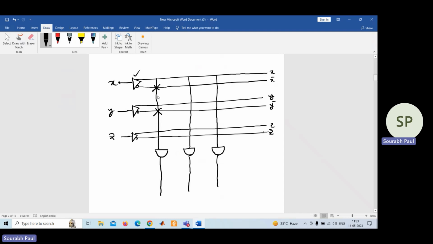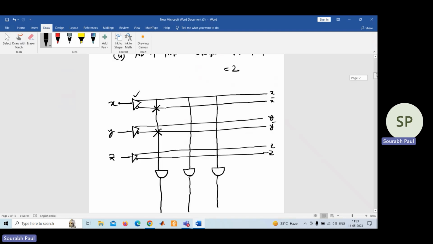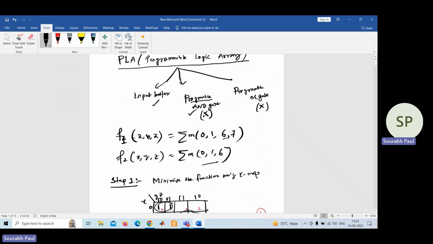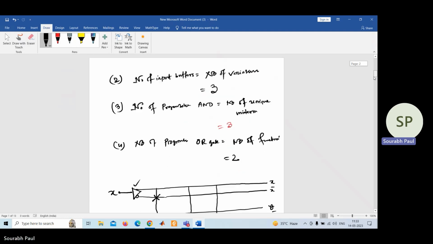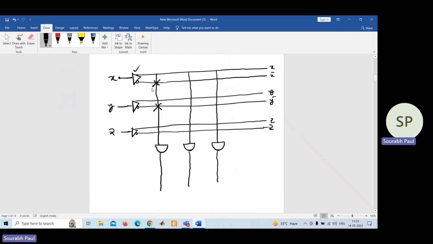If you remember from the beginning, if it is written programmable, you need to use a cross sign to make the connection. So I have used a cross sign, and one connection is done here and another connection is done here. So this is giving X bar, this is giving Y bar, because each line I have taken from the bubble line. And I have not made any connection in the Z line. So what is the output of this AND gate? This is nothing but X bar, Y bar.